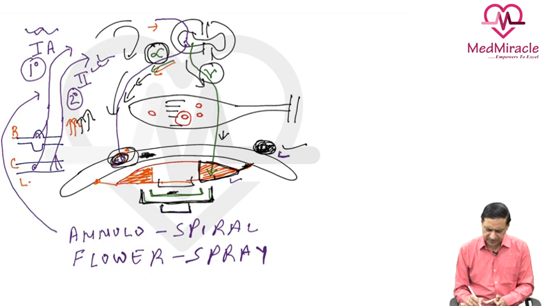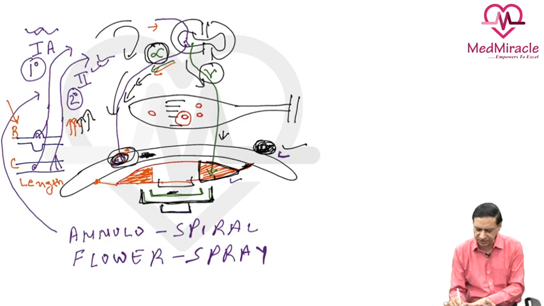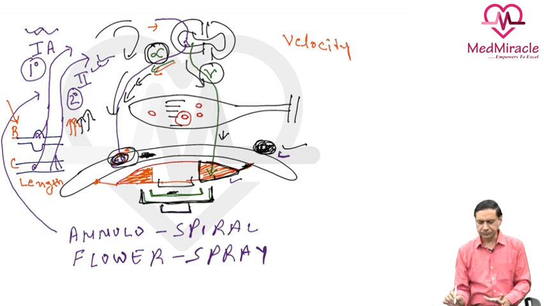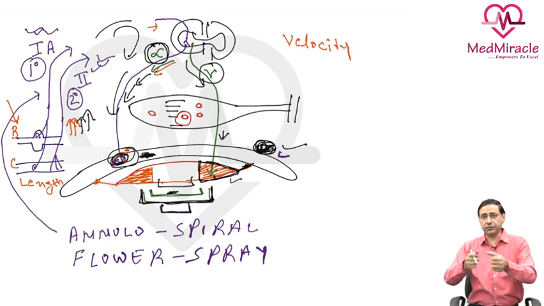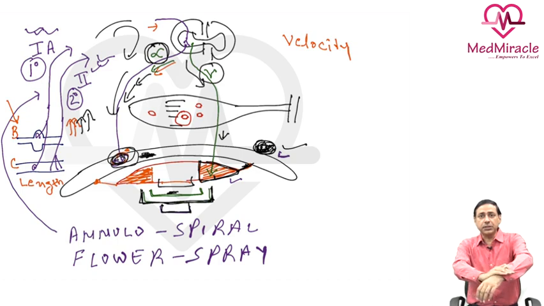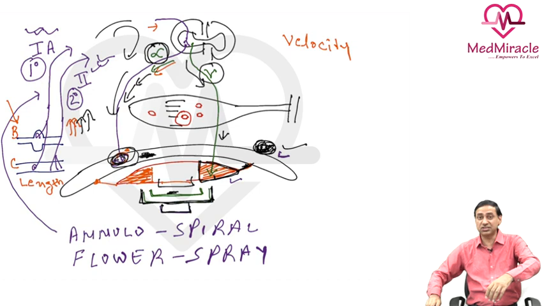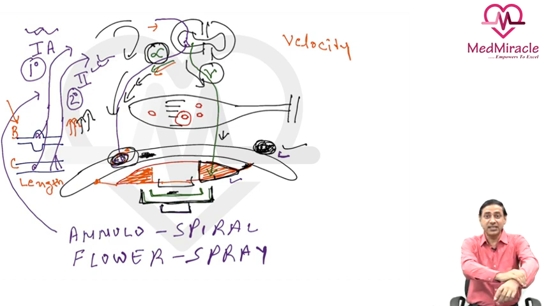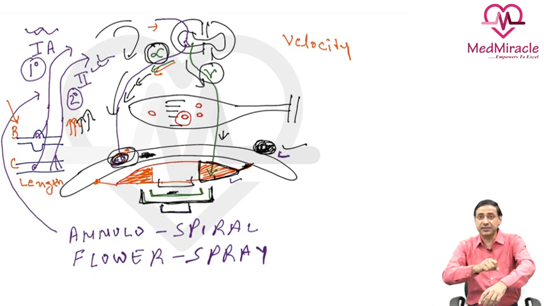This will sense length, and this, what will this sense, bag fiber, what will this sense? Rate of change of length, velocity you can call it. Chain fiber will sense it if you stretch the muscle slowly. And if you stretch the muscle suddenly, nuclear bag fiber will sense it.